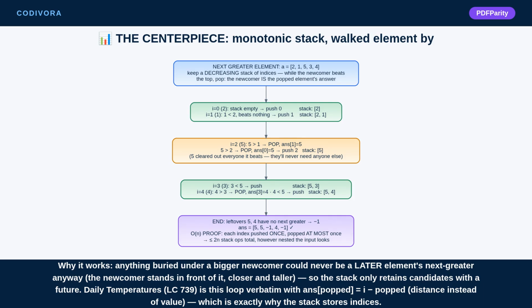The newcomer stands in front of it, closer and taller. So the stack only retains candidates with a future. Daily Temperatures, LC 739, is this loop verbatim with ans[popped] equals i minus popped, distance instead of value, which is exactly why the stack stores indices. Trace the arrows on screen slowly. That single picture is the whole idea in one glance.